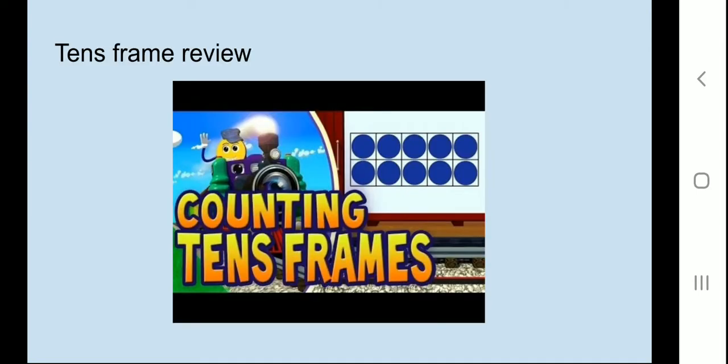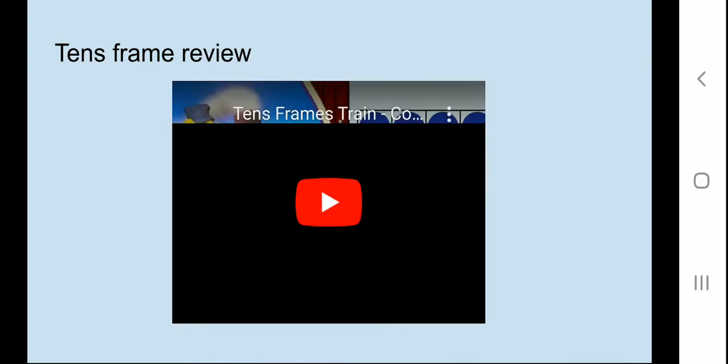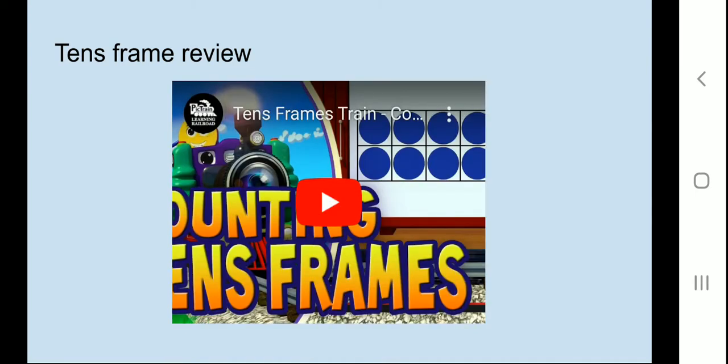Today we're going to review tens frames. Let's join the tens frames train and practice counting. Remember, when you count a tens frame, you start in the top left corner, go all the way across, and then if you need to go to the next row, you start in the bottom left corner and go all the way across to the right, just like if you were reading a book.